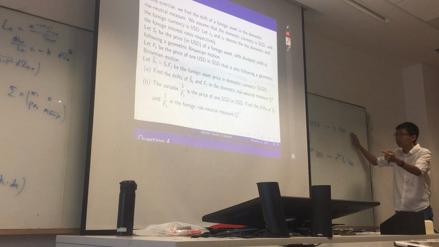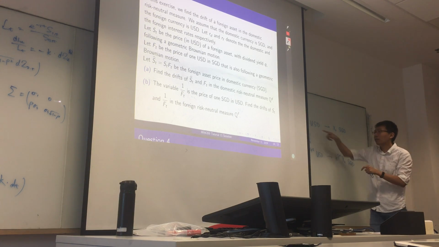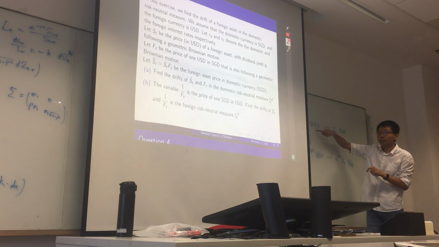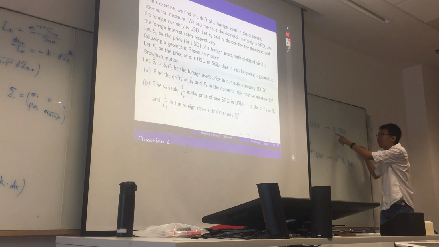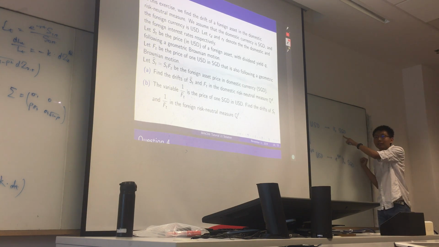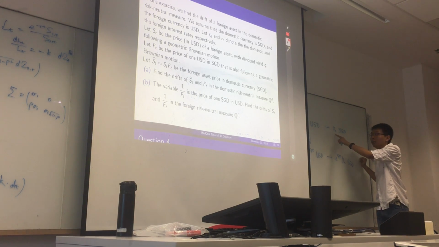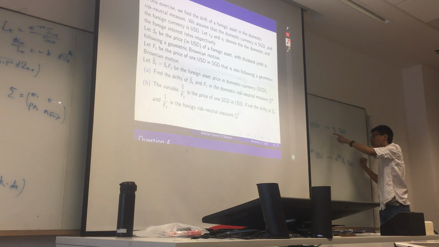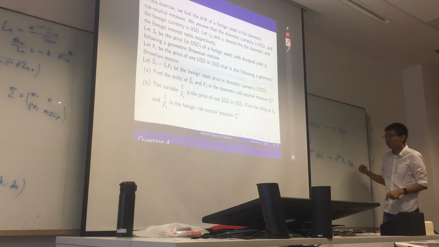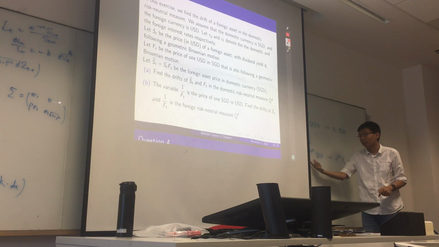If you do not like this kind of notation, you can also think about the value of this kind of stock. At the beginning, I have one unit of US dollar. That means I have X0 Singapore dollars. That's the exchange rate at the beginning: one USD equals X0 SGD.